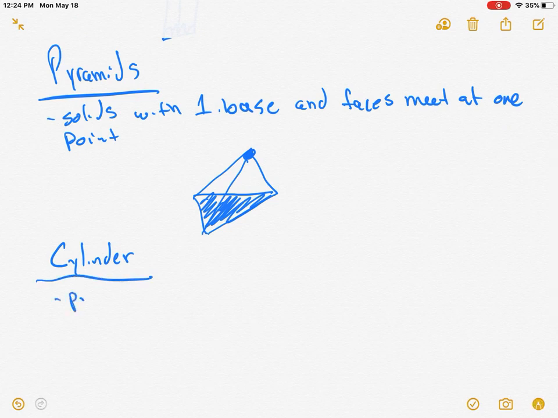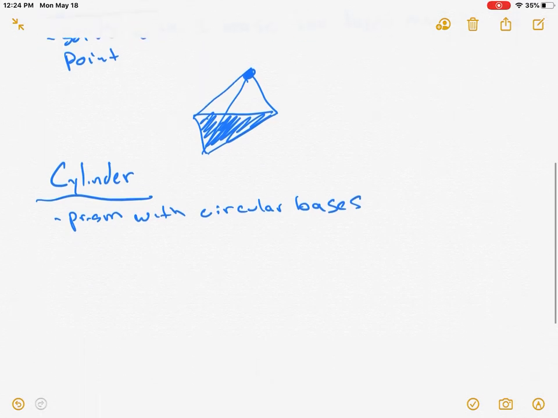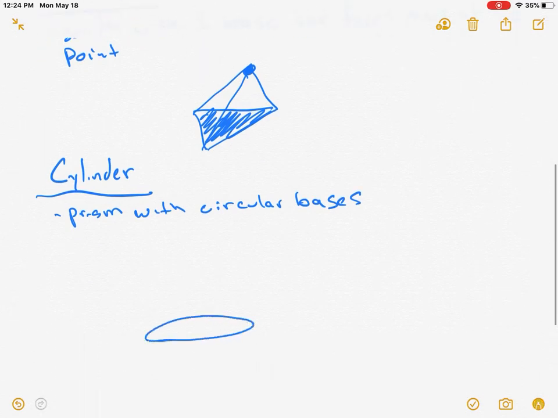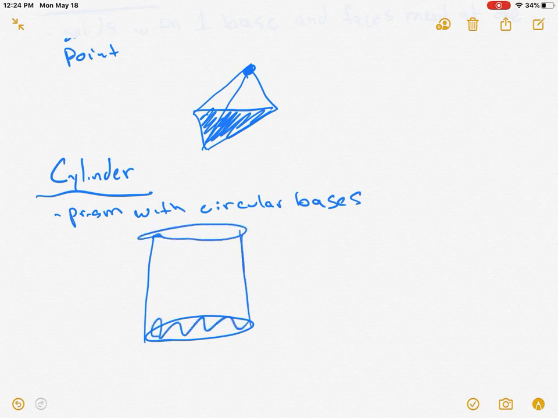Okay, so prism with circular bases, right? So when we talked about prisms, we said the bases were the same. They were congruent and parallel. Well, it's the same thing with a cylinder, right? Except the cylinder is going to have this circular base. It's going to go up, have another circular base, okay? With the bases being circles. I know, not the greatest picture, okay?